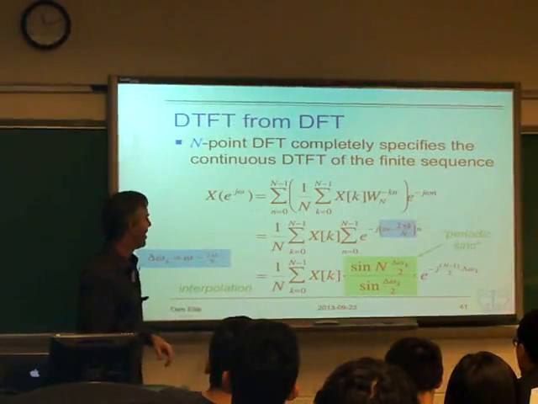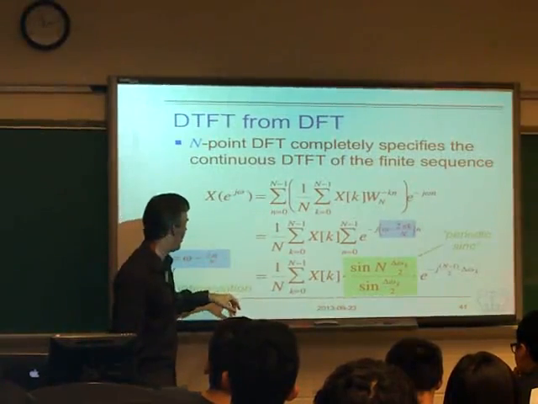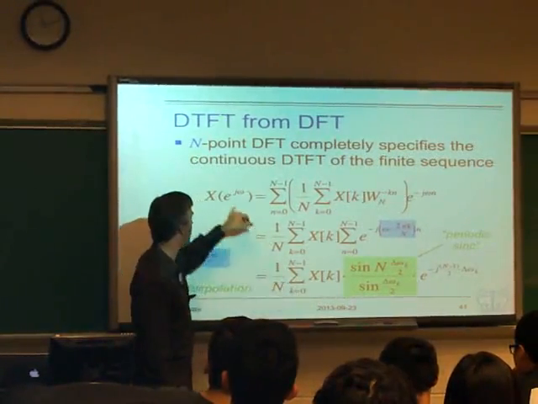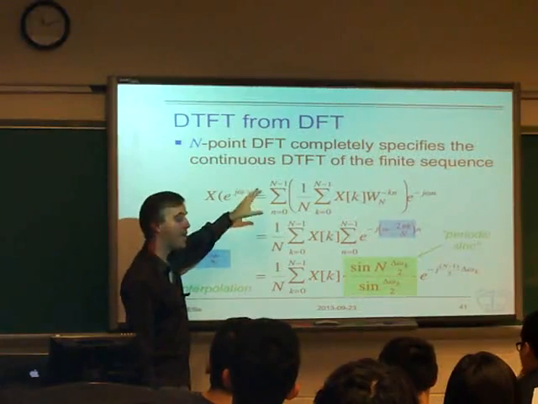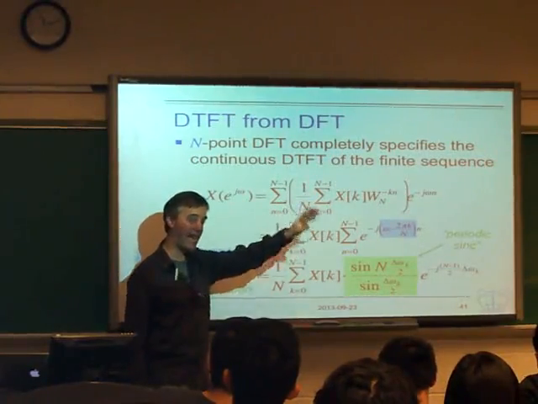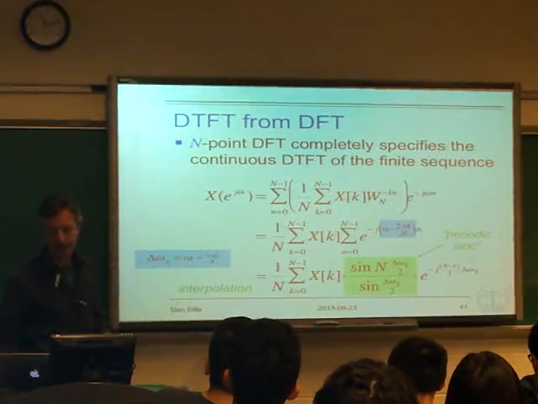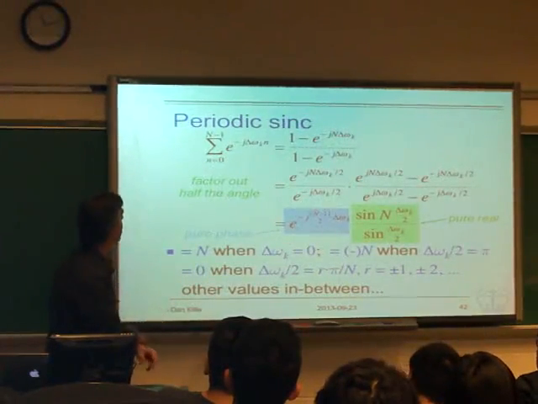So that's what we're setting up for here. And you can also view this as interpolation. What we're trying to do is find these in-between values of omega, between the values of k where it's sampled. So we're trying to interpolate a function, basically. So we'll see how that works out.